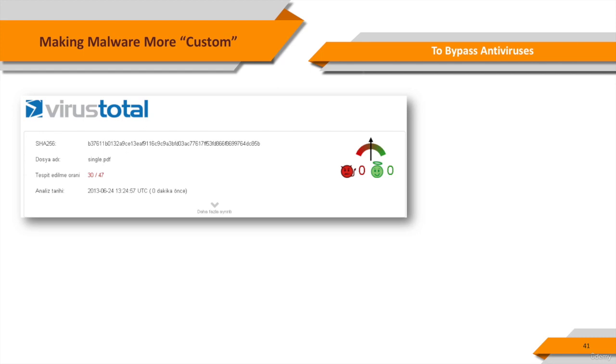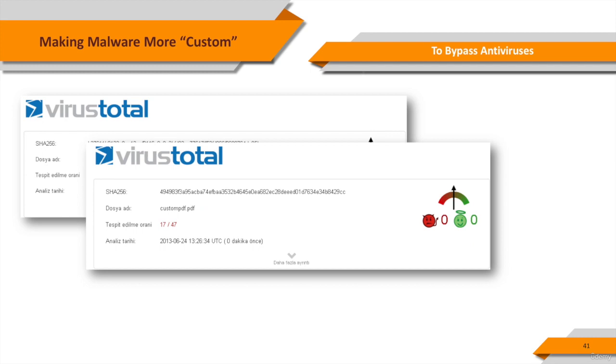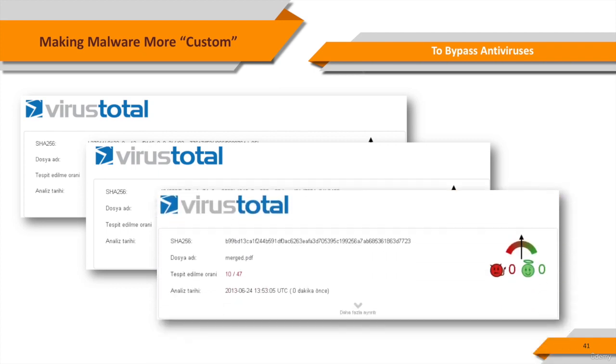In the first picture, a Windows/Meterpreter/reverse_TCP payload embedded PDF file is scanned in virustotal.com. No obfuscation or customization was performed, so 30 of 47 antivirus programs detected it. In the second picture, a custom payload using Windows/Meterpreter/reverse_HTTPS payload of Metasploit was created by Veil and embedded into the PDF file. 17 of 47 antivirus programs detected the malware. In the third picture, the document used in the second picture was merged with a clean PDF file. This time, only 10 of 47 antivirus programs detected the malware.